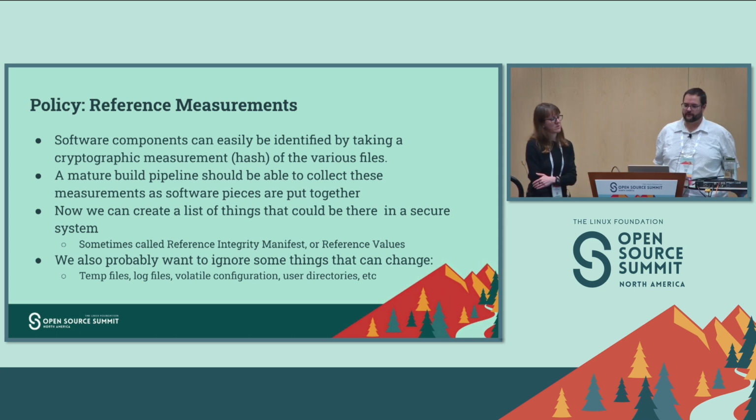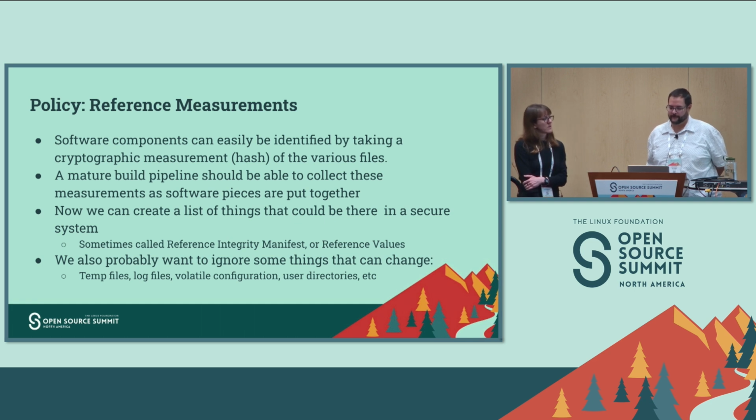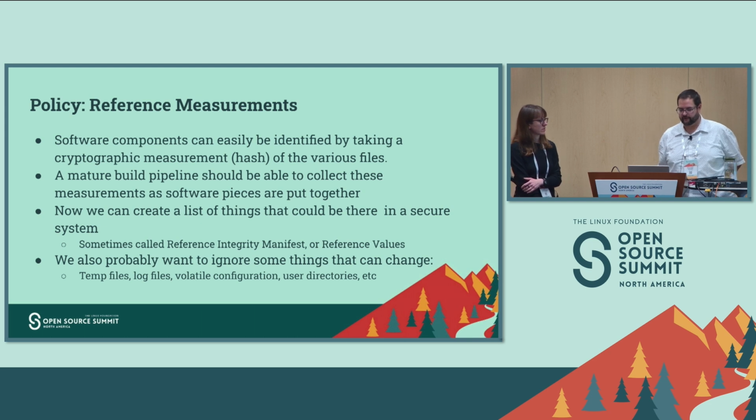The first part of this is the policies is having reference measurements. So this software can pretty easily be identified by taking a cryptographic measurement or a hash of the various files of that software component. A mature build pipeline should be able to create these for us, and as we package these measurements together, we can refer to that as a reference integrity manifest, sometimes just reference values. And there's sometimes things we want to ignore, like on most systems they have files that change, log files, user directories, volatile configuration, things like that.